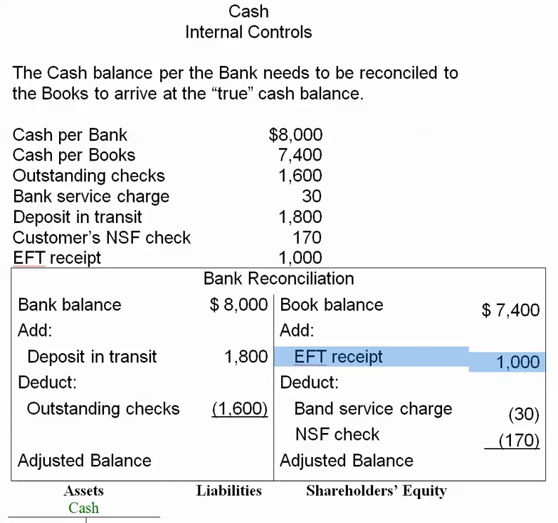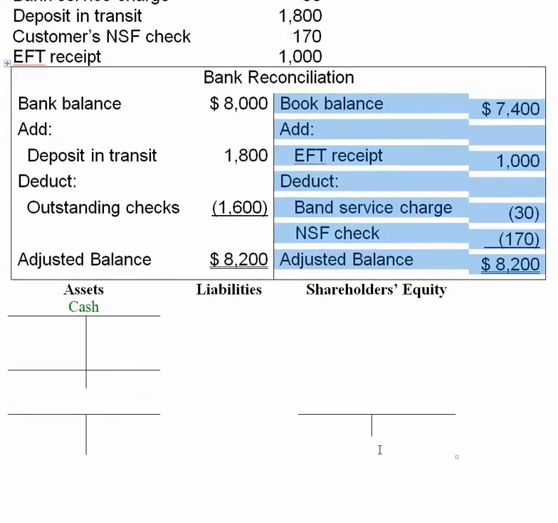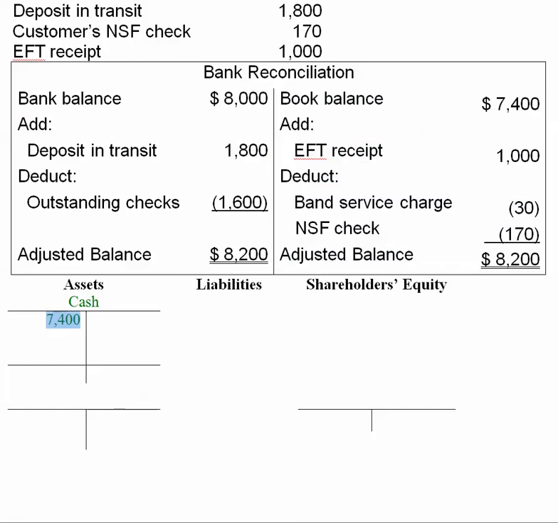Now this is where you hope everything is done properly. If there are no errors, your balances should equal, and we have 8,200 on this side and 8,200 on that side. Now we've arrived at the true cash balance. The only thing is, this is a piece of paper. It hasn't actually adjusted our book balance. Right now our cash balance per our accounting records has 7,400 in it, and what we need it to have in there is 8,200. So we've actually got to make entries to reflect these reconciling items.